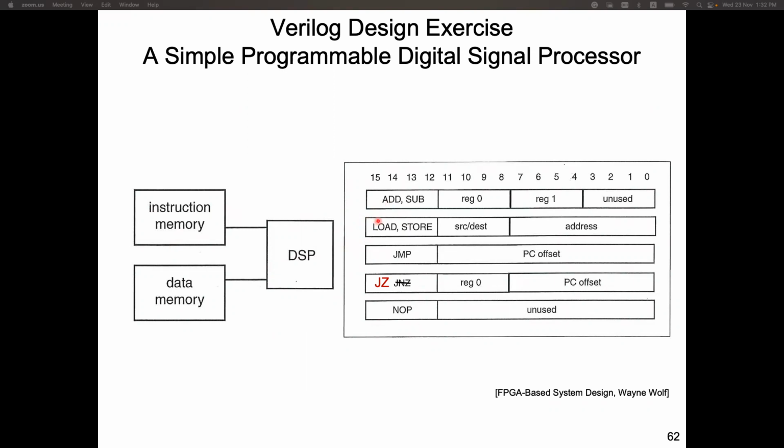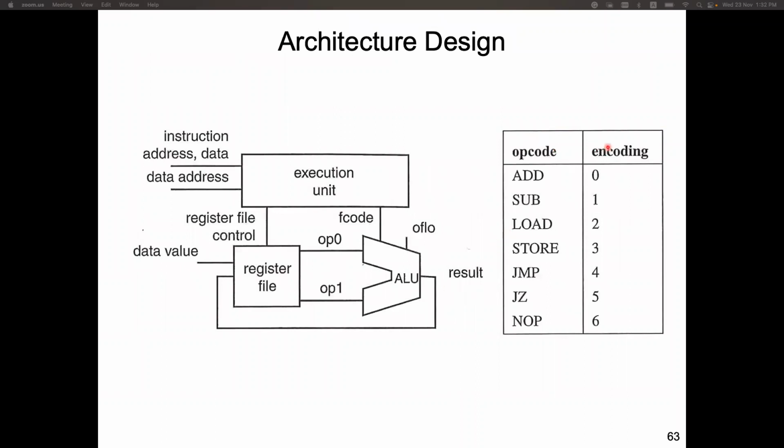The instructions we are going to implement include add, subtract, load, store, jump, jump if register 0 equals 0, and no operation. And the operation codes here are from 0 to 6. And this is the microarchitecture of the processor. It contains 3 units: register file, ALU, and execution unit. We have already discussed the ALU and register file, and today we're going to discuss the execution unit.